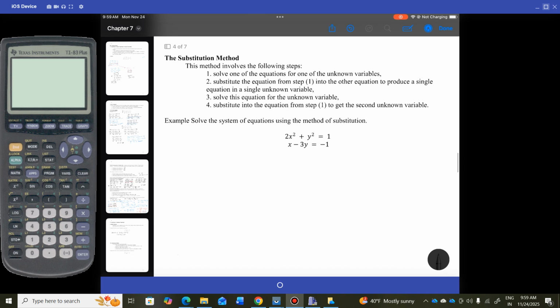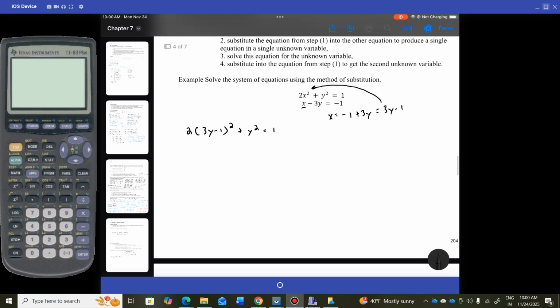So let's look at the substitution method. It follows the same method you would have learned before. You isolate one of the variables and then you plug into the other equation. And so in this case, we're going to isolate x, since that seems to be the easiest one to solve for. So x equals -1 plus 3y. I'll write this 3y minus 1. And then we're going to plug that in for x here. So we'll have 2 times (3y minus 1) squared plus y squared equals 1.